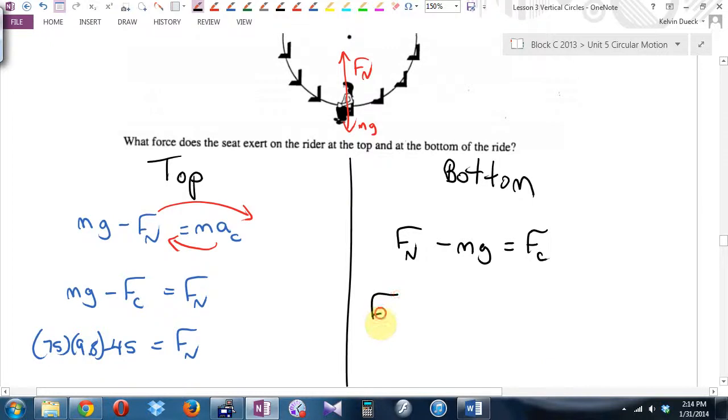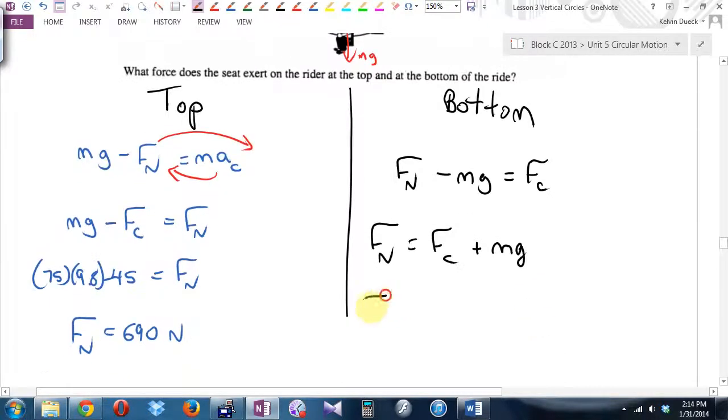Here, it's going to be FC plus mg. Conveniently, Hakeem, I seem to recall that mg was 735 and FC is 45. I might be able to do that in my head without a calculator. If I chose to do that, Hakeem, what would I get, my friend? 780 is correct. And again, as you notice, folks, pigs are flying.